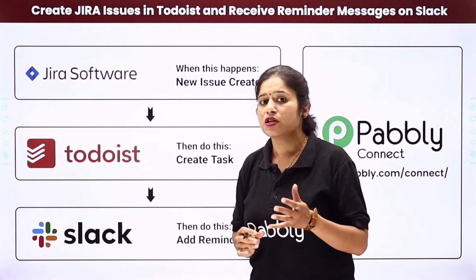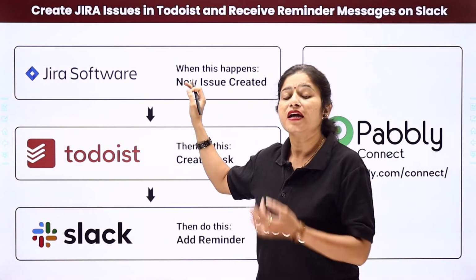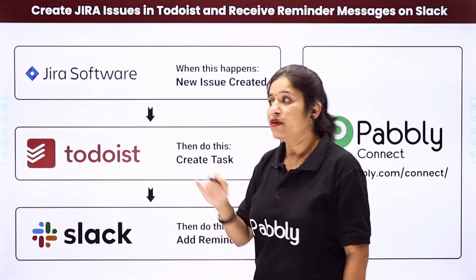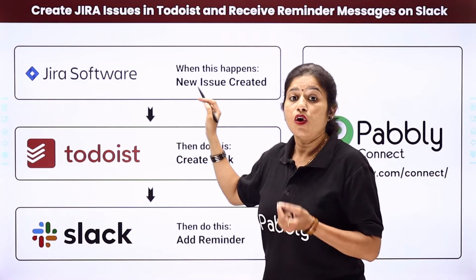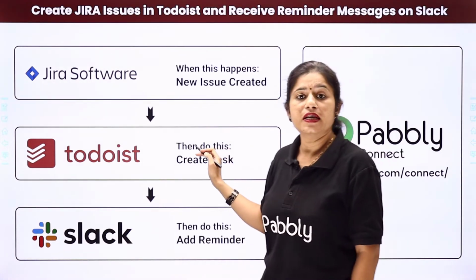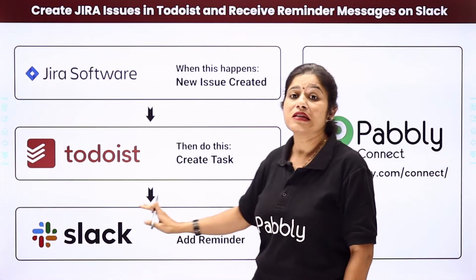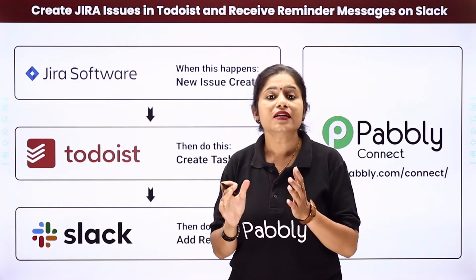Now your Scrum Master or your managers are creating new issues on a regular basis and they are assigning the task to various team members. Now you want that whenever a new issue is created and the task is assigned to you, then automatically a new task should get created in your Todoist account, and you should also receive a reminder on your Slack channel the next day that this particular issue has been created and the task is assigned to you.